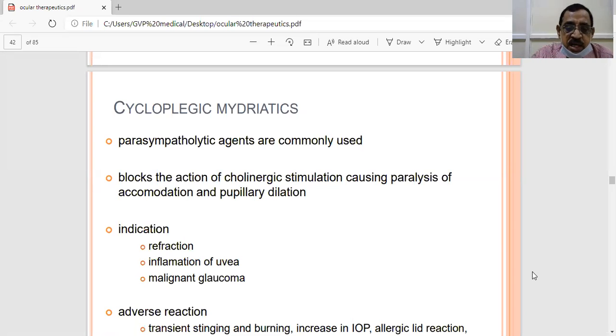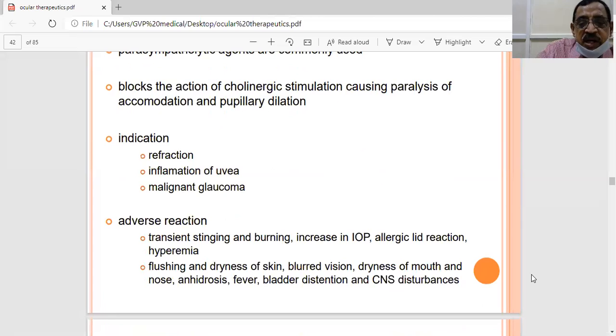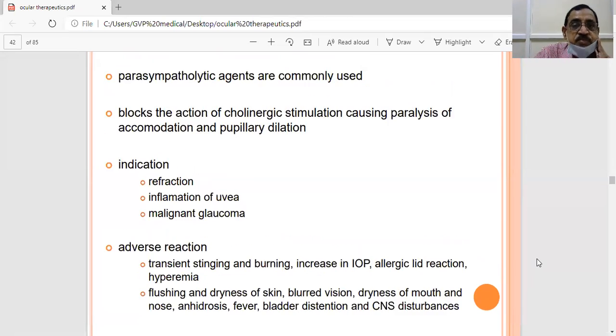Adverse reactions: transient stinging and burning sensation. It may increase intraocular pressure in people prone to angle closure. Allergic lid reactions and hyperemia can occur. Flushing and dryness of the skin, blurred vision, dryness of the mouth and nose, anhidrosis, fever, bladder distension, and CNS disturbances, all these can occur as complications or adverse effects of the cycloplegic drugs.